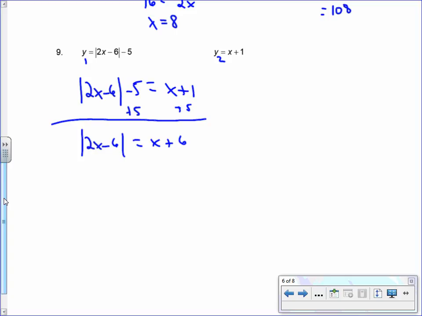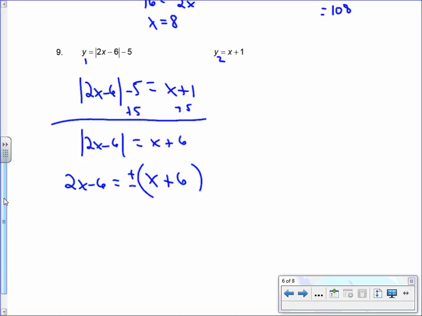I'm going to take the bars off, 2x minus 6, and in their place I'm going to put a plus or a minus on the other side. And when I do that, you need to make sure that you put that x plus 6 in parentheses. You didn't have to do this before because it was a single value, a single number. But now it's an expression. And we need to put the plus or minus on both of them.